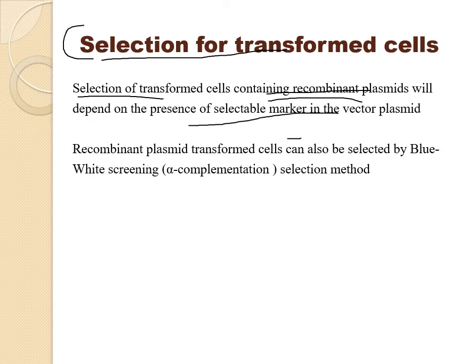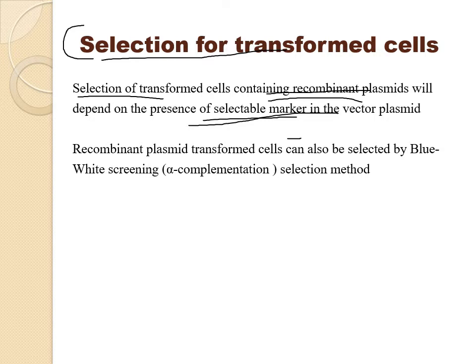So what does it mean? How do the bacteria use selectable markers? Selectable markers can be ampicillin or tetracycline, as I mentioned in my second video, so you can watch it. There are many types of selectable markers present in a vector or a plasmid, so that it can be distinguished from one another in the vector plasmid.